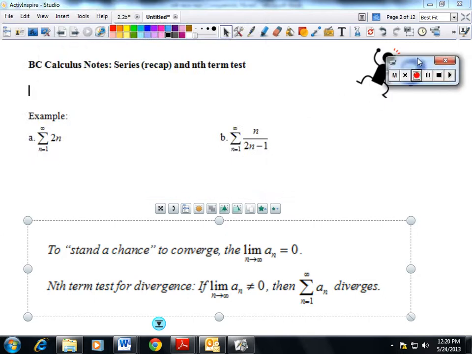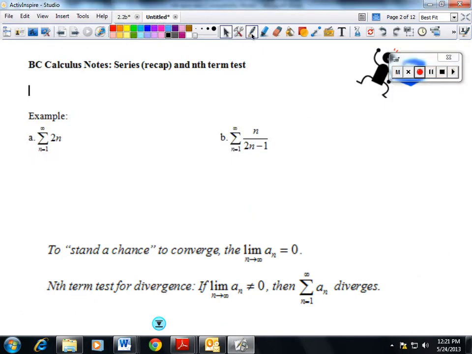Okay. Here is our first encounter, well, our second encounter with series, and today we're going to talk about the nth term test, which is basically your most simple test. Essentially, to stand a chance for a series to converge, the limit has to go to 0. So we have the nth term test for divergence. If the limit does not go to 0, then the series automatically diverges.